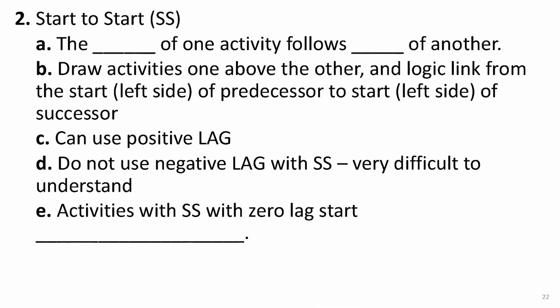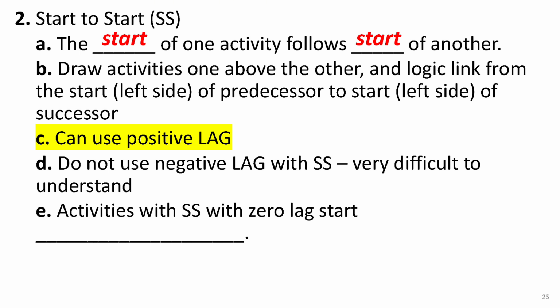It is another common type of logic. You can use it when you need two activities to start at the same time, or with a specific delay. In other words, the start of one activity follows right after the start of another. To represent this relationship, you draw the activities one above the other. It does not matter which one is on top. Then, draw a logic link from the start of the predecessor to the start of the successor. I will show you an example of this type of logic later. Similar to finish to start, you can also use a positive lag in an SS relationship.